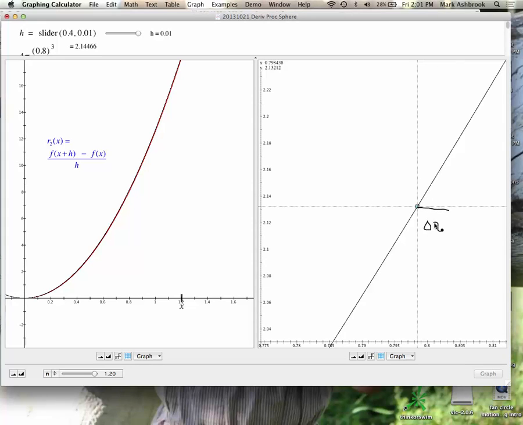So how about a change of 0.01? What will the change in volume be? How would you find it? When the radius is 0.8 and I increase the radius by 0.01, how much will the volume change? Or what would we predict? 8 times 0.01, or about 0.08. That is how much the volume changes. I think 0.42, something like that.